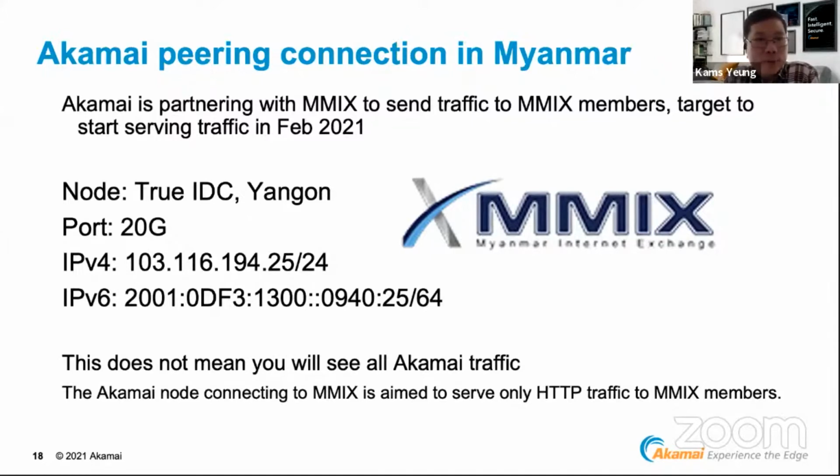So our deployment will be in the data center where MMIX is. We are going to start with a 20 gig MMIX port. And we already have the IP address, aside from MMIX. So when we are ready, please feel free to send us a peering request, and we will be setting up the peering with you.